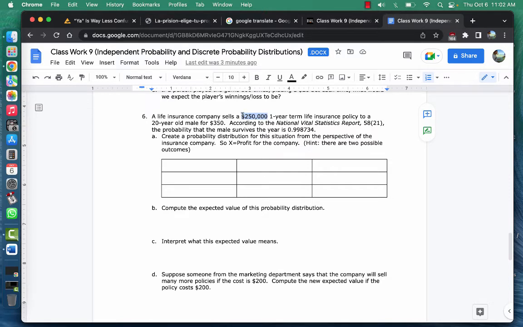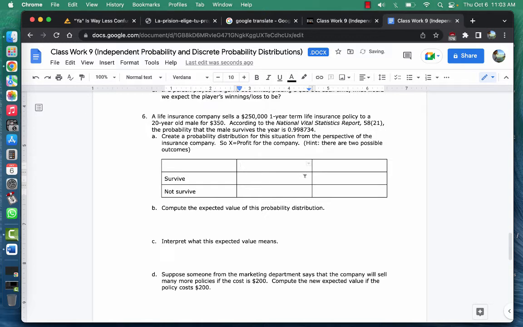So this situation is a 20-year-old male. This is just a weird one-year life insurance policy where the life insurance company sells the policy for $350. Okay, so there's really two situations that could happen just based on the words. The male could survive the year, or he could not survive the year.